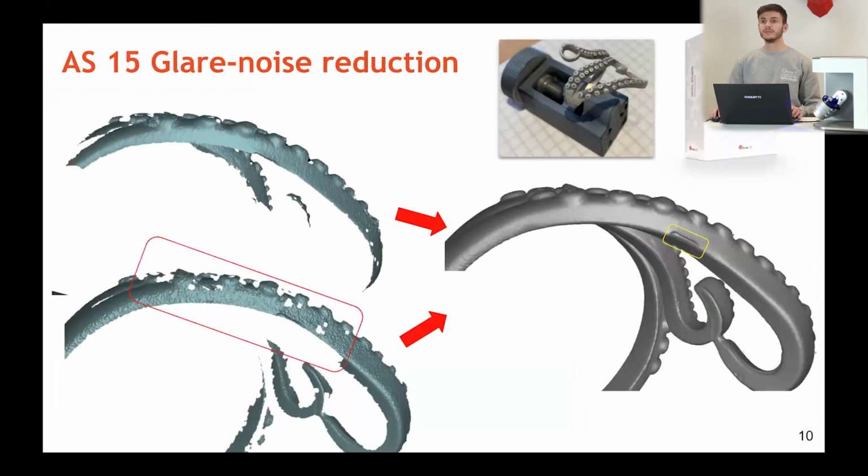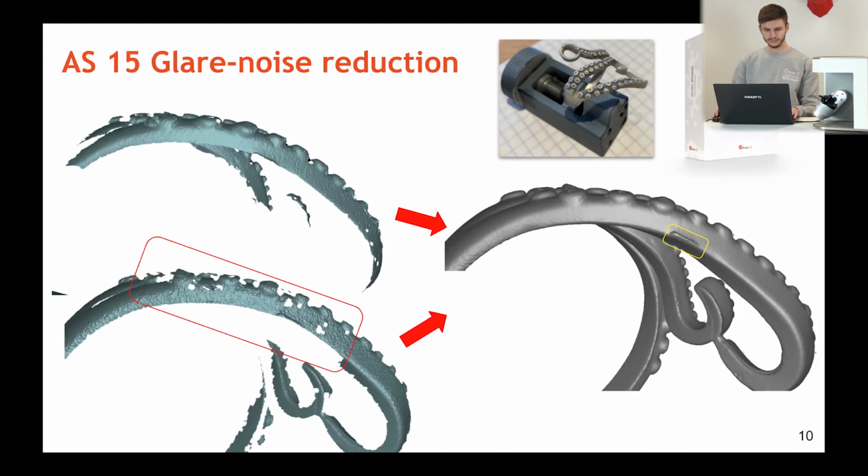In order to see an example of the glare noise reduction algorithm in action, let's zoom in and take a look at the raw data of this Octopus ring. On the top left, you have a clean frame. And then on the bottom left, you have a frame with clearly visible noise. And I marked that with a red rectangle. Now, after performing the fusion with the glare noise reduction algorithm enabled, we get a very clean result that you can see on the right.